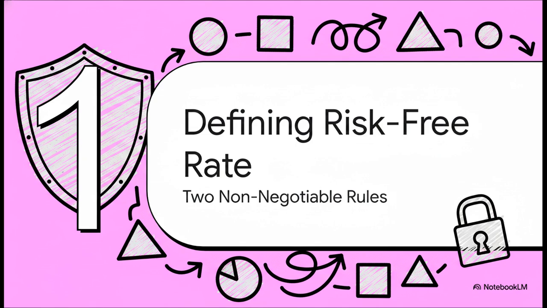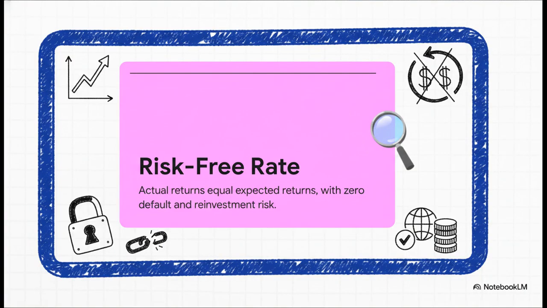All right, let's get into Section 1, defining the risk-free rate, and specifically the 2 non-negotiable rules. It's absolutely vital to understand that risk-free isn't just some casual label we slap onto a safe investment. It is a very strict mathematical condition. For an asset to be truly theoretically risk-free, the actual return you end up getting must always perfectly equal the expected return you modeled. No surprises. To achieve that level of certainty, 2 non-negotiable conditions have to be met.